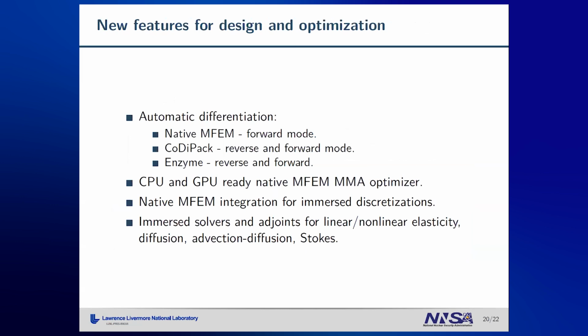Now, the new features coming in MFM, which would aid topology and shape optimization. So we are actively working on automatic differentiation. Currently, we have a native MFM implementation of forward mode. One can use external algorithms like CoDiPack for reversing forward mode. And we are actively working on using Enzyme for reversing forward differentiation in MFM.